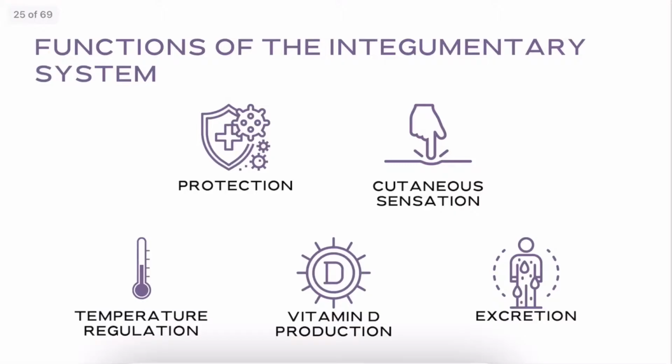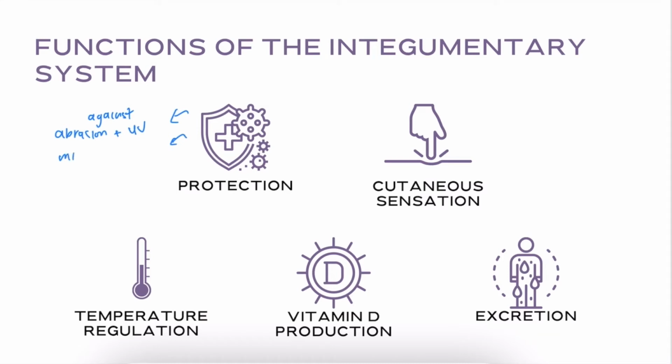Alright, we're done with the connective tissues and the bone and joint. We're now going to talk about the integumentary system. So let's start off with the functions of the integumentary system. So we have protection, cutaneous sensation, temperature regulation, vitamin D production, and excretion.